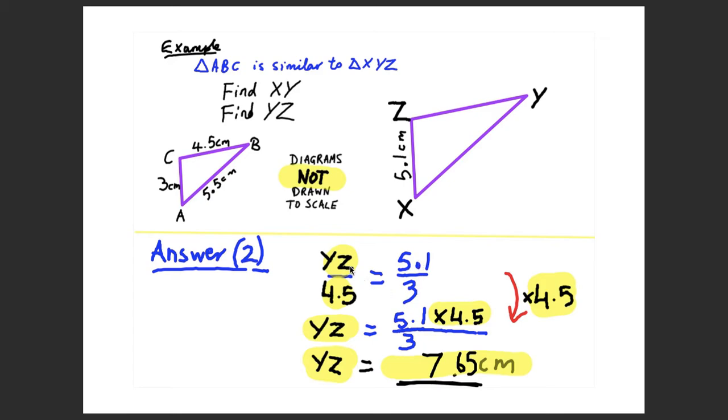I don't want to know what YZ divided by 4.5 is. I want to know what a complete YZ is. So I multiply everything by 4.5, both on the left and also on the right, because I need to maintain the balance of the equation. And I get YZ equals 5.1 times 4.5 divided by 3, which you can work out to be 7.65.